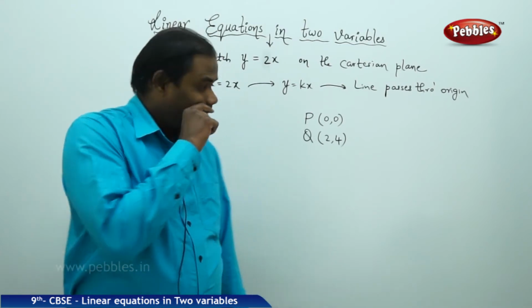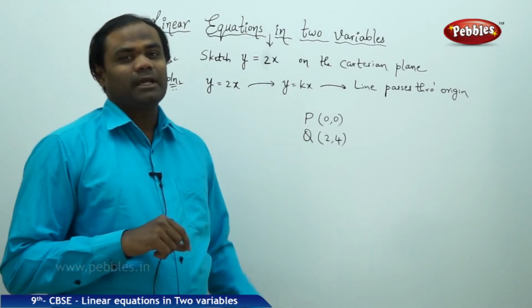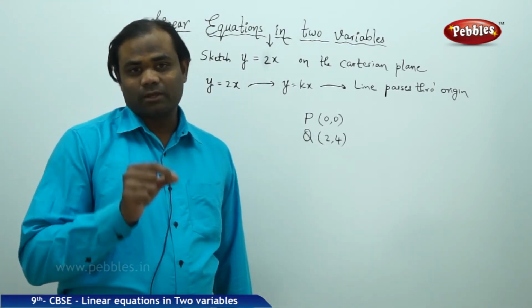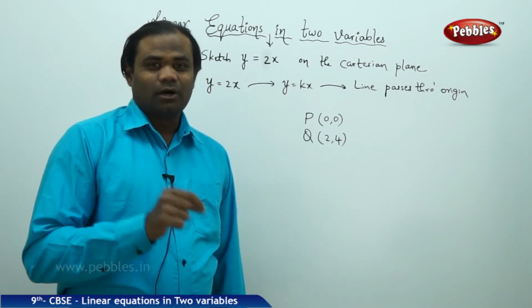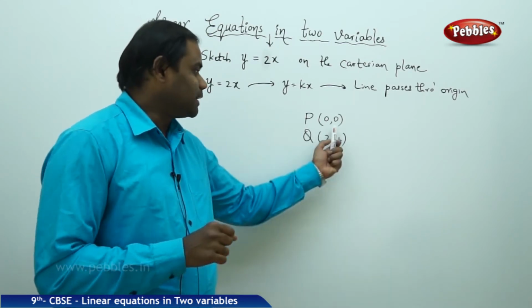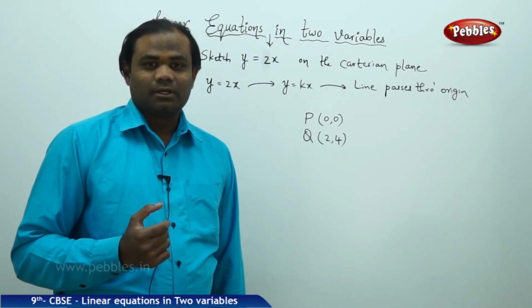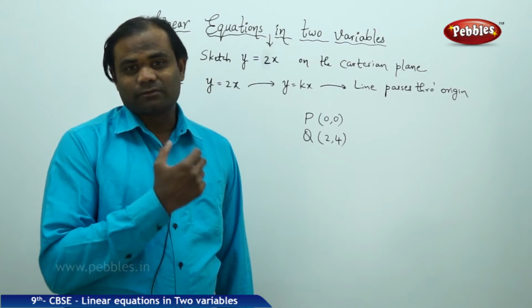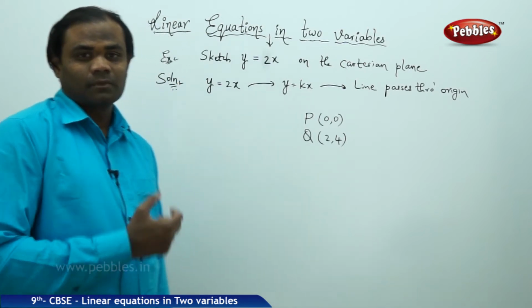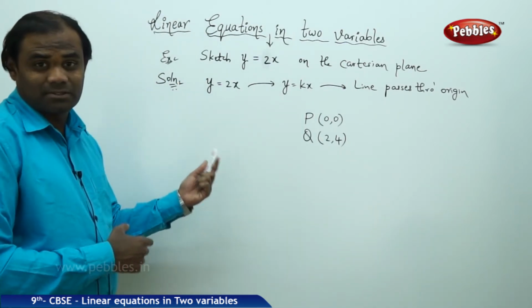Now that we have evaluated the values of P and Q which lie on the line y equals 2x, let's see how we can sketch the line utilizing these two coordinates on the Cartesian plane. So initially I'm going to start with sketching the Cartesian plane, with x-axis and y-axis.